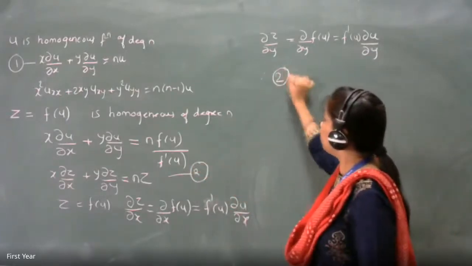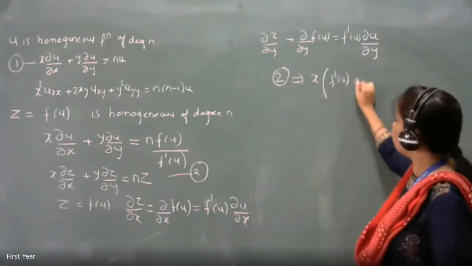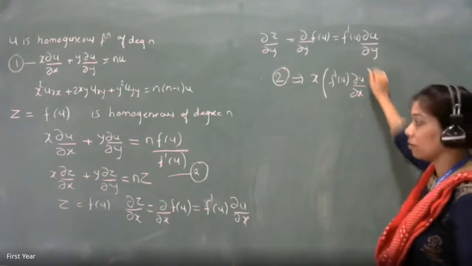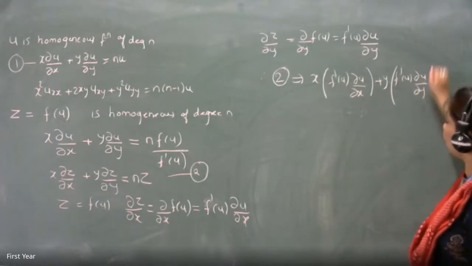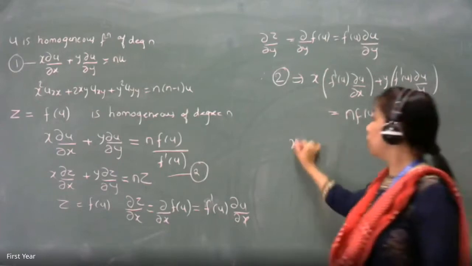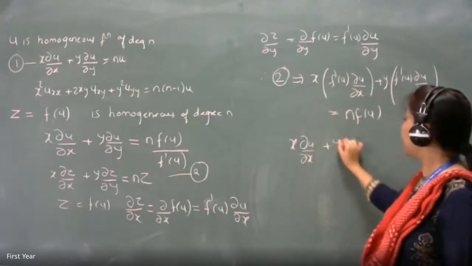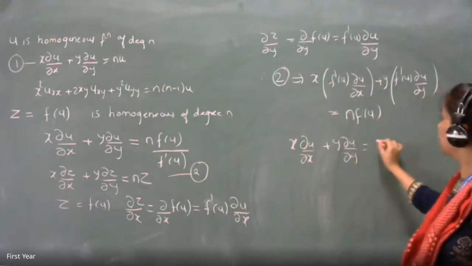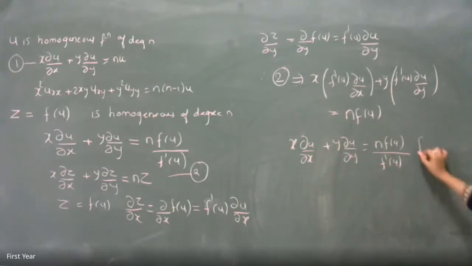Therefore, equation 2 becomes x into what is del z by del x? F dash of u into del u by del x plus y into f dash of u del u by del y. And that is equal to n into z. But what is z? F of u. And therefore, f dash of u is common. So x del u by del x plus y del u by del y is nothing but n into f of u divided by f dash of u. And obviously, f dash of u will be non-zero. Is this clear, everyone? That's the proof.